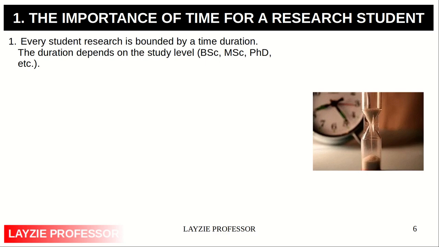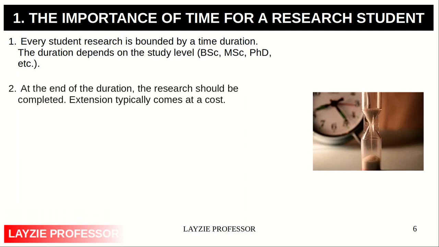Every research that is actually done by a student at a typical institution like a university is bounded by a time duration. And the duration usually depends on the study level, whether it's a bachelor's level, a master's level, or a PhD level. Usually for a bachelor's level, you'll be required to do research for about 1 year. For a master's level, it may be either 1 year or 2 years, depending on the program. And for a PhD level, typically it may be 3 years, 4 years, or in some cases about 5 years. So that is what it is.